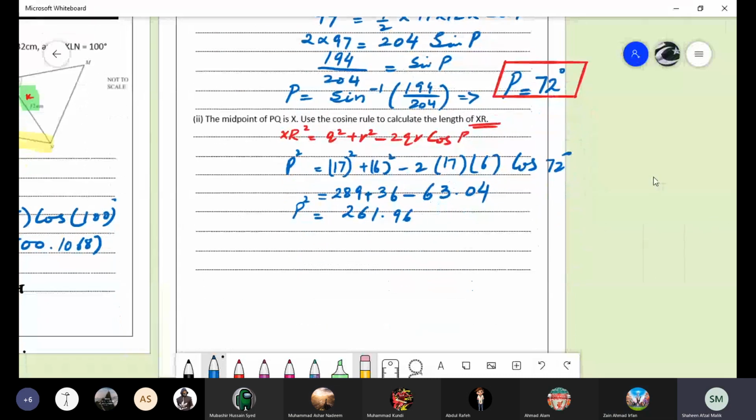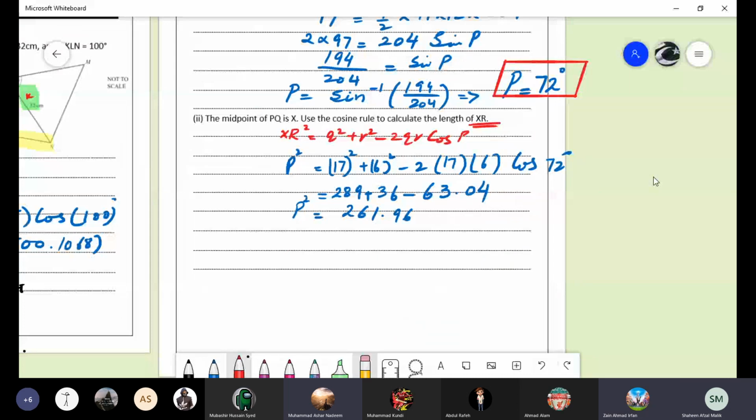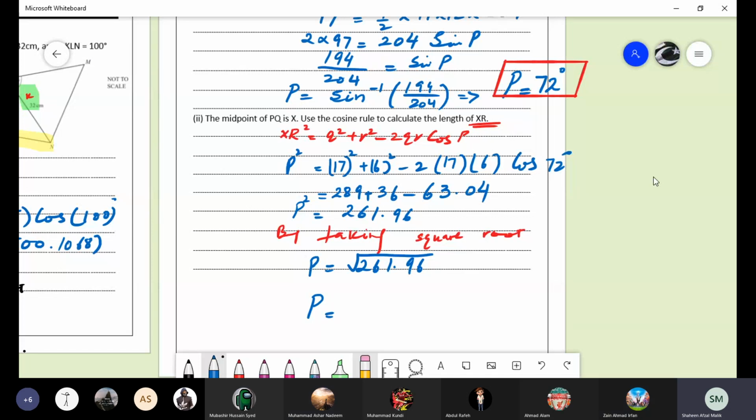How will you find out P? Ma'am, we will take the square root. Very good, students. By taking the square root. So what's the answer? P is equal to the square root of 261.96, which is 16.18. So what will we write for 16.18? 16.2 centimeters. So this is the answer to your second question.